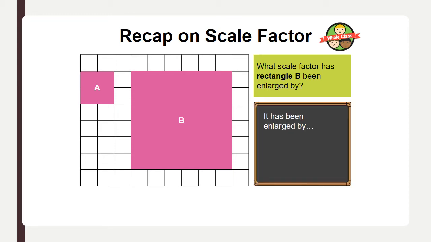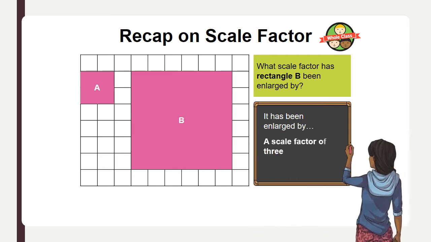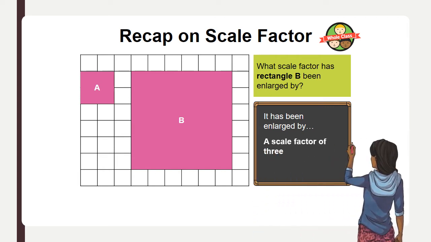Excellent. It has been enlarged by a scale factor of 3 because shape A, which is a square, is 2 by 2, whereas shape B, which is also a square, is 6 by 6. So to get from 2 to 6, we multiply by 3, so it has been enlarged by a scale factor of 3.